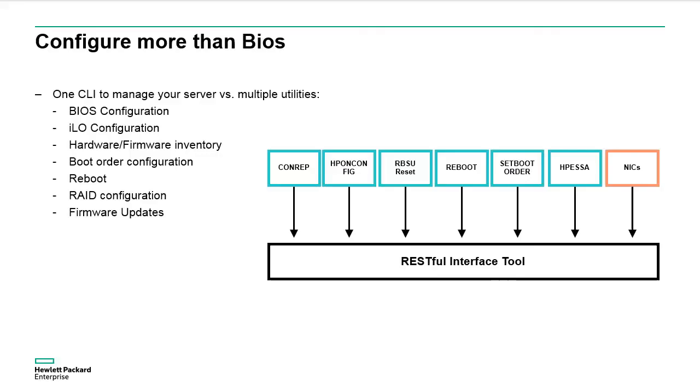As you can see, iLOREST can do much more than just BIOS settings. It has one command line interface to manage your server instead of many utilities like HPE OnConfig and CONREP. You can manage BIOS, iLO, boot order, and even RAID configuration, as well as other tasks such as hardware and firmware inventory, downloading logs, running firmware updates, and more.